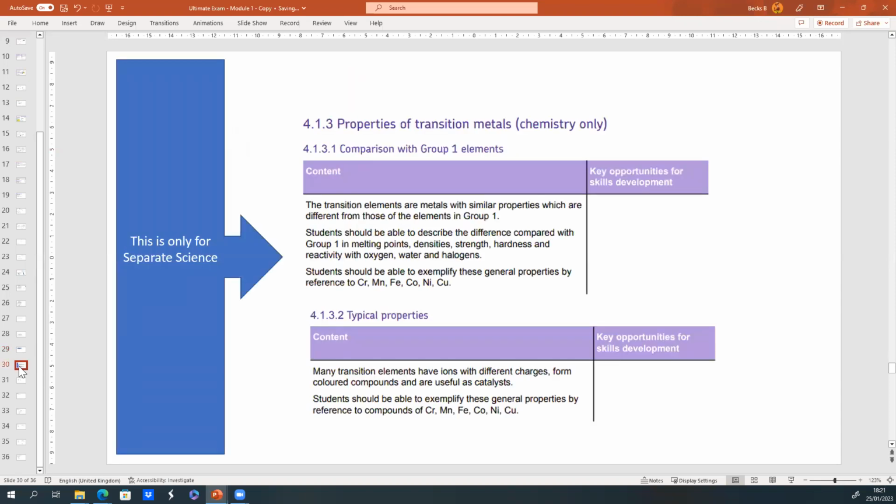Right, last bit then. So this is for separate sciences only, because we're looking at transition metals. More than welcome to leave if you don't need separate science. If you want to stay and listen to the questions and look at how to answer those questions, more than beneficial, more than welcome to.